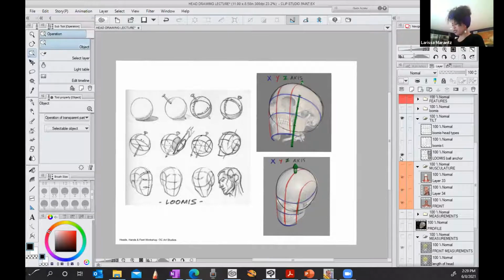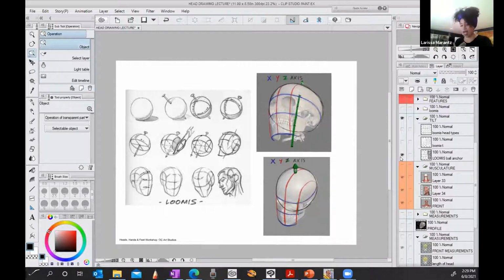So in the Loomis drawing, he starts off with a sphere, he throws a nail through it, and that nail going from the top all the way down to the bottom is your z-axis. Then you have your x-axis, which is the line that crosses that sphere. Remember, it divides that sphere in half. That is your brow line.